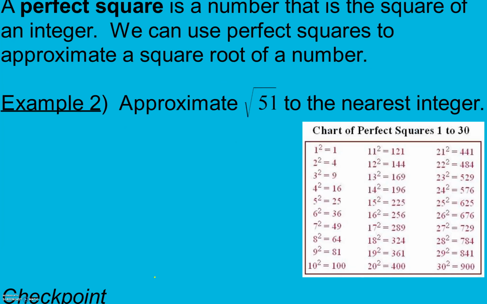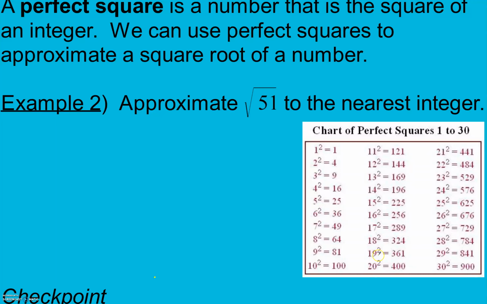We can use perfect squares to approximate a square root of a number. So perfect squares are numbers like 1, 4, 9, 16, 25, 36, 49. We get them by taking any number, so 8, and squaring it, 64. Or 14, squaring it, 196. Those are perfect squares.